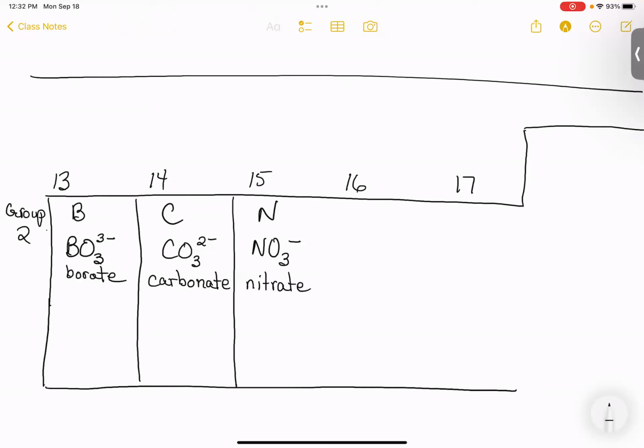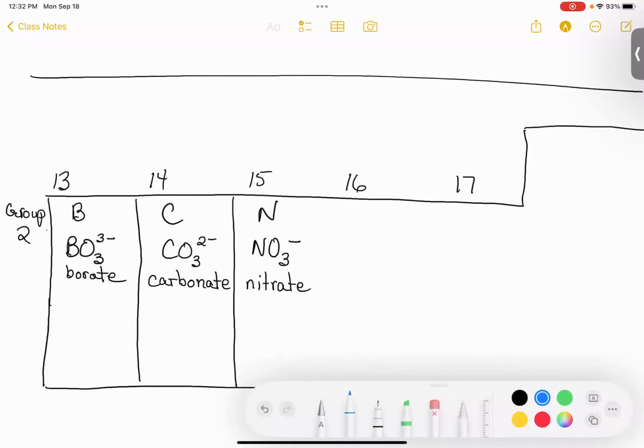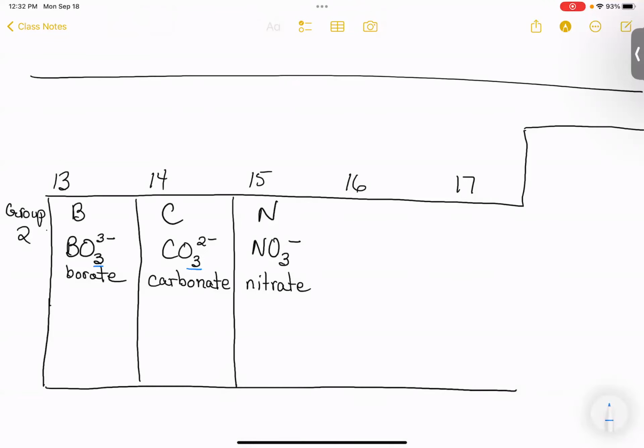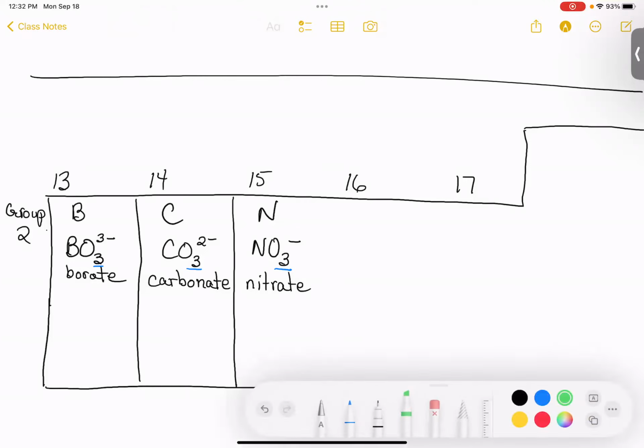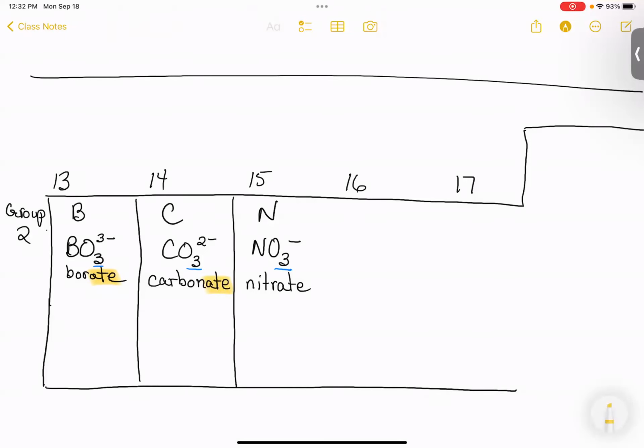Now, once everybody gets that written down, I want you to tell me what trends you see. One at a time. Yes. So one trait is that there's always three oxygens. What else do you see trend wise? Every single one of these that I've got listed so far ends in A-T-E.